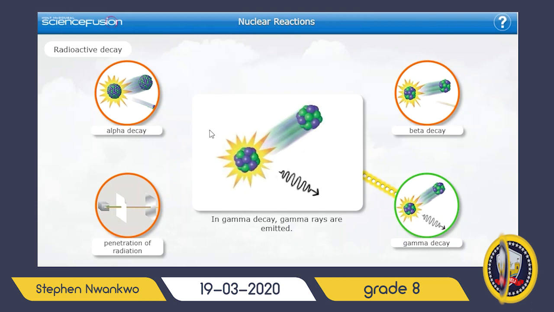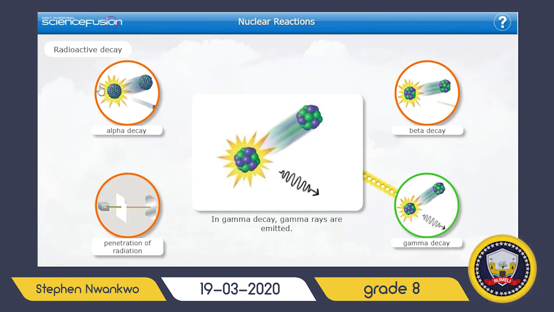Okay, let me repeat. As a result of gamma decay, we have gamma rays, and there's a huge amount of energy formed, but we don't have a change in the element. But most of the time this gamma decay happens with beta decay or alpha decay. That's why there's a change of element at the same time.